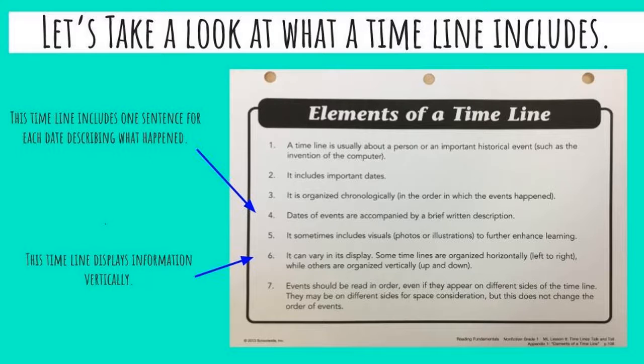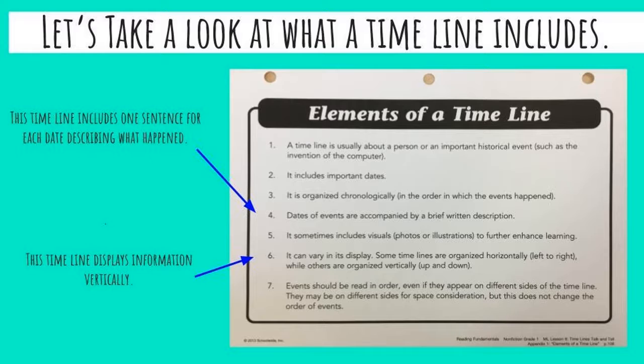So let's refer back to our anchor chart of the elements of a timeline. So here in our timeline, if we look back, we know that our dates of events are accompanied by a brief description. So let me just take a look back. So for instance, in 1904, Dr. Seuss was born. In 1925, Dr. Seuss' first cartoon was published. So there's the date with a description next to it.